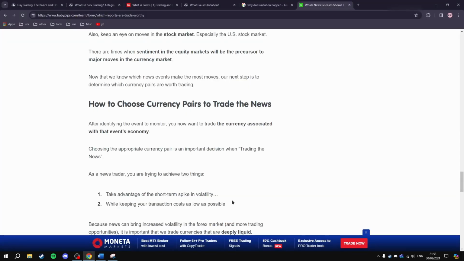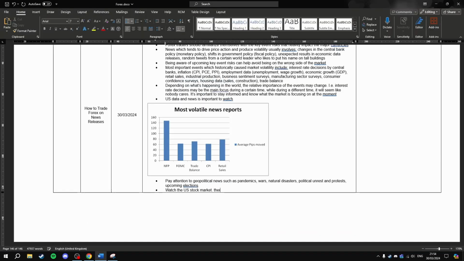There are times when sentiment in the equity market will be the precursor to the major moves in the currency markets.